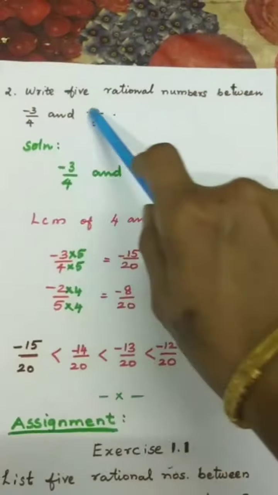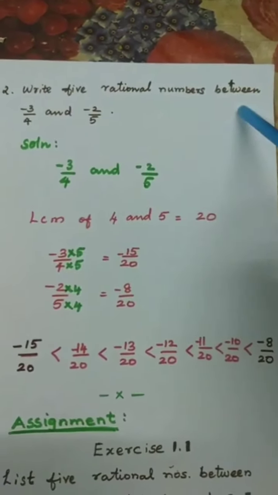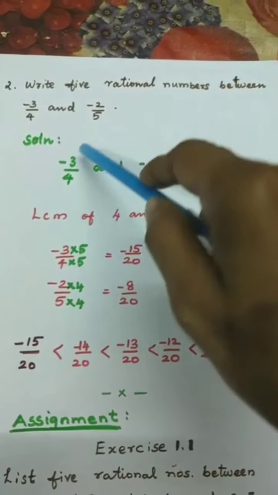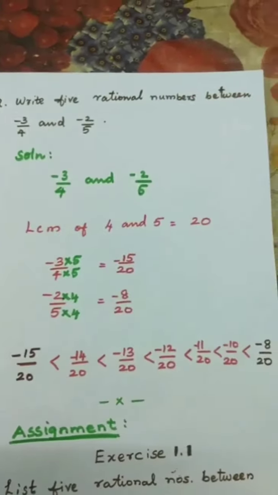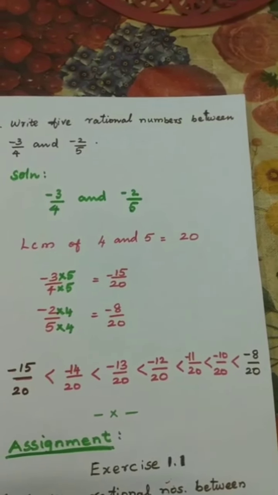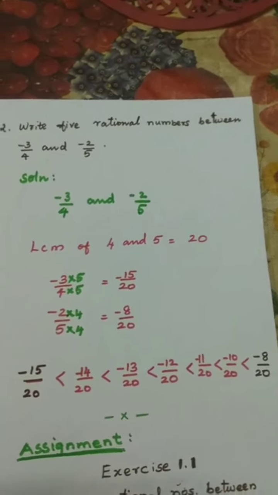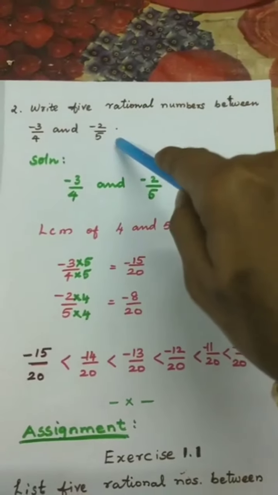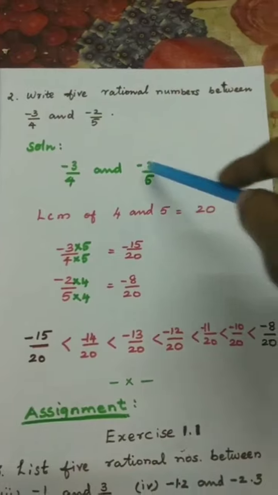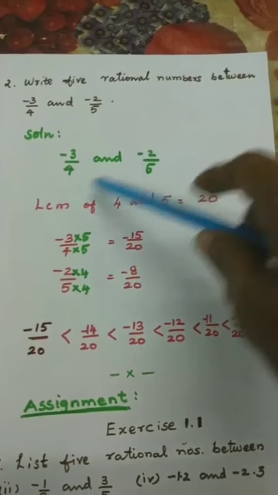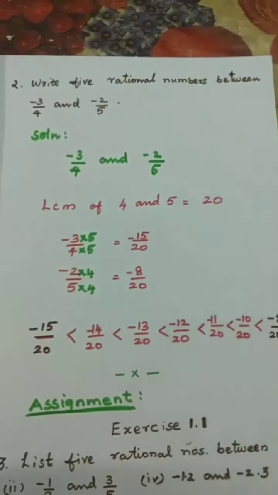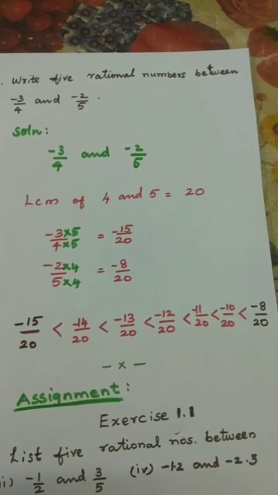The next question is: write 5 rational numbers between minus 3 by 4 and minus 2 by 5. Okay, that is minus 3 by 4 and minus 2 by 5. Here they asked for 5 rational numbers. They didn't ask you to do it by the average method, isn't it? So we can do it by the LCM method itself. We can make the denominators the same, 4 and 5. So 20 is the LCM.